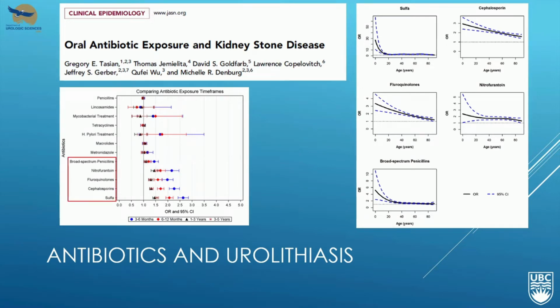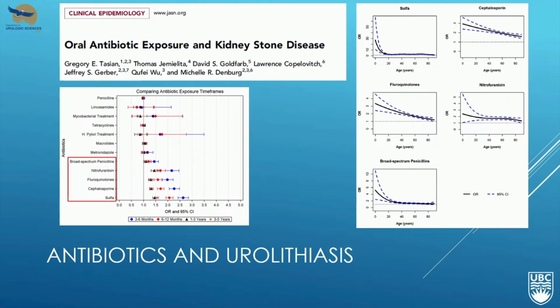As you can see here, broad-spectrum penicillins, nitrofurantoin, fluoroquinolones, cephalosporins, and sulfamethoxazole were probably the biggest culprits. Again, the blue lines here denote the more recent 3 to 6 month time frame where stones were found to have developed, with the odds ratio going up to about 2.5, 2.7. Now on the right here, this is showing a breakdown of age-related data. This effect was even more pronounced when you're looking at antibiotic exposure in younger patients.